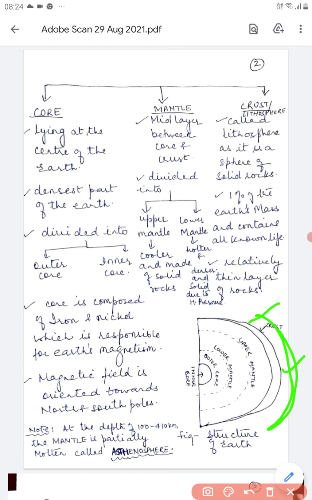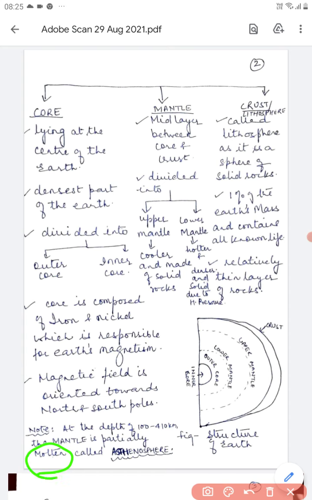So यहाँ पर जो rocks है वो compared to your core and the mantle, the layer of rocks is very thin. Now one thing important to note is at the depth of 100 to 400 kilometer, the mantle is partially molten.